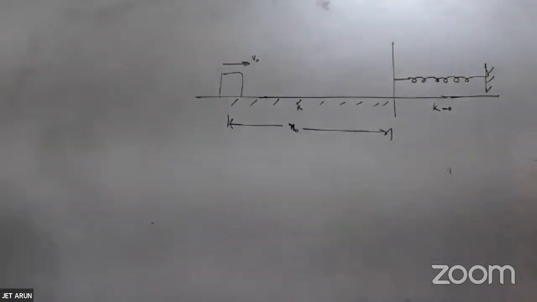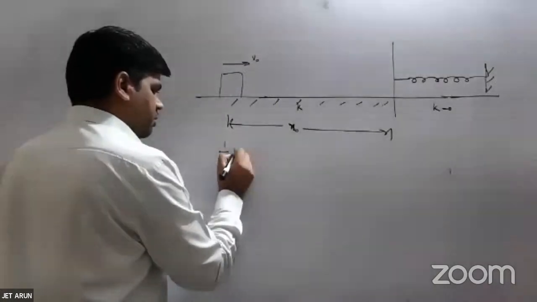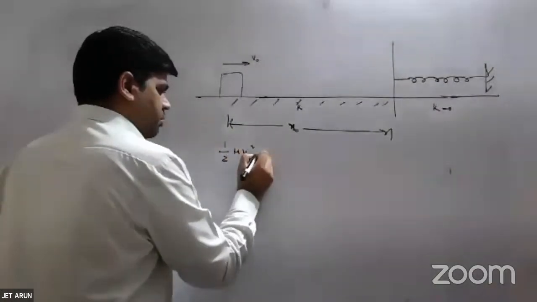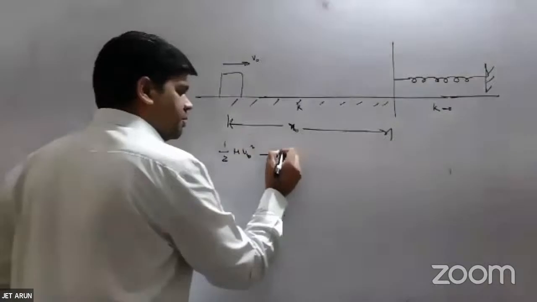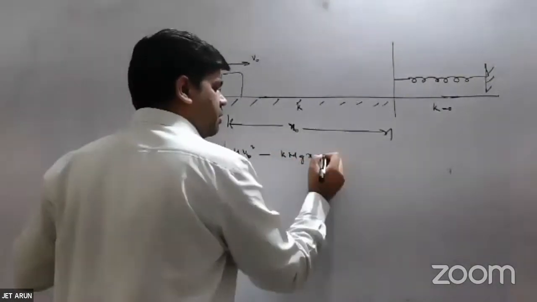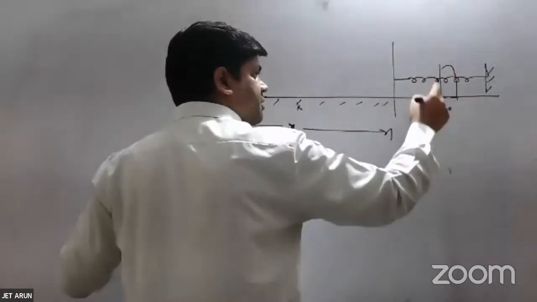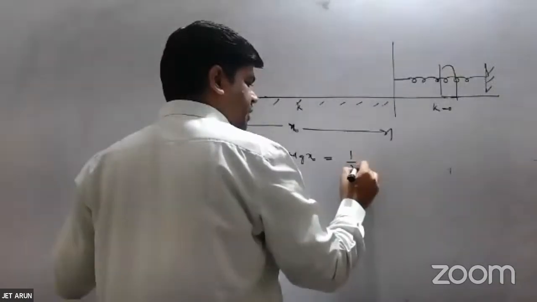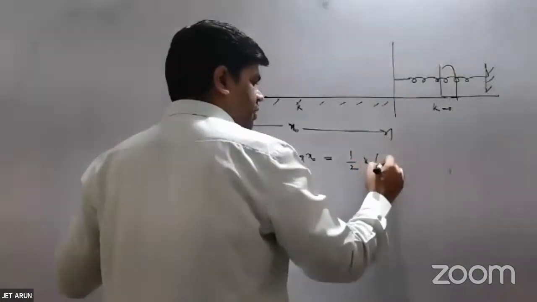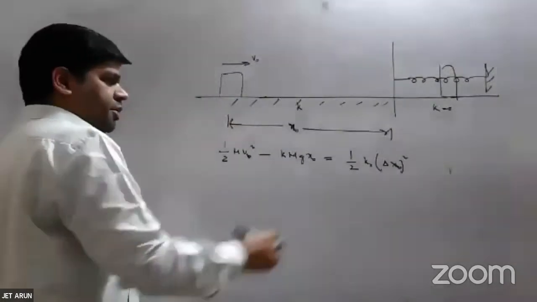So how do we do this? Again, what is the total initial energy, the kinetic energy? Half m v naught square minus work done due to friction, mu mg x naught. That results in the final compression. When it gets compressed, velocity is zero. And total energy over there is half k naught delta x naught square. Required is delta x naught.